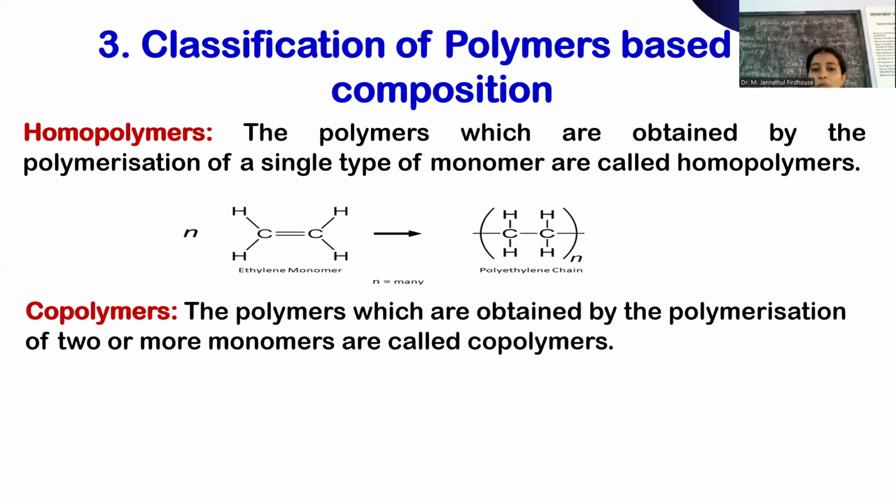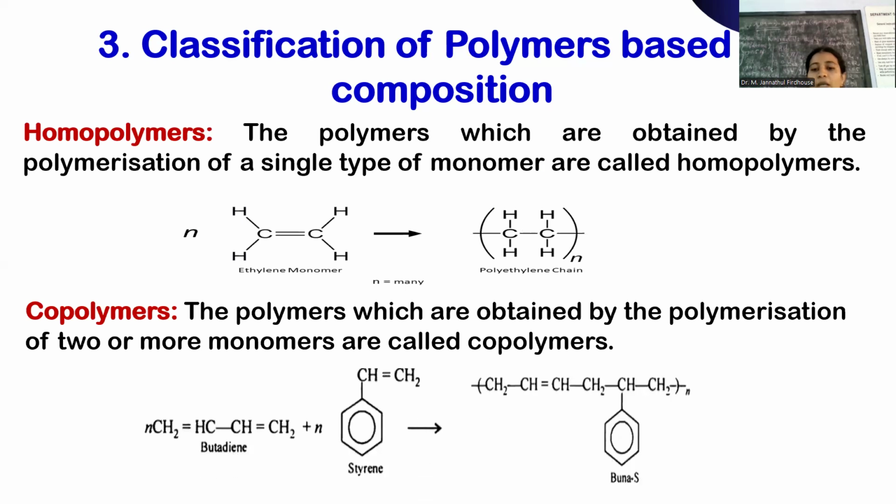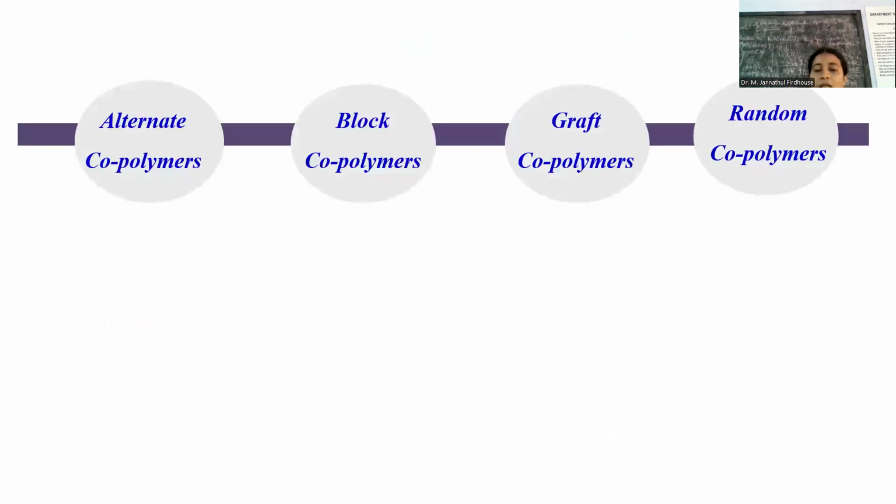The next one will be copolymers. The polymers which are obtained by the polymerization of two or more monomers are called copolymers. Example, styrene and butadiene. It is a combination of two monomers which undergo repeated linkage, forming a copolymer. The best example is Buna S rubber. Copolymers may be classified based on the arrangement as alternate copolymers, block copolymers, graft copolymers, and random copolymers.